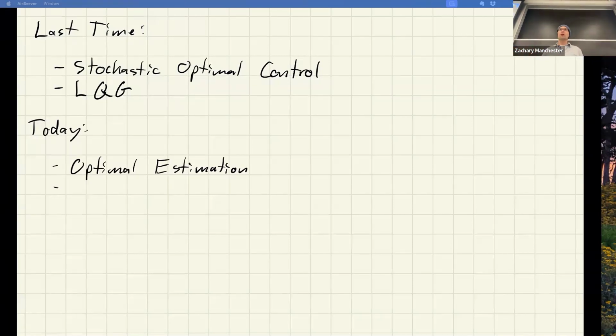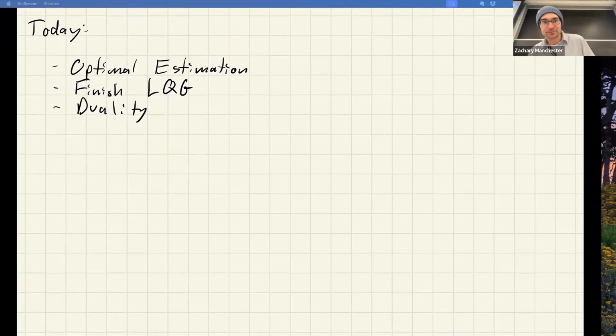Who's done a Kalman filter before? Most of you, right? Who's seen it actually derived from scratch before and gone through that? Okay, most of you, good. So we'll do that, and we'll finish this LQG story, and then we're going to talk about duality. Who's seen this before? Duality between estimation and control. A couple people. Yeah, this is a really cool thing that will maybe bring us full circle back to a bunch of stuff we've already talked about in the class. Cool. So that's what we're doing today. Let's get into it.